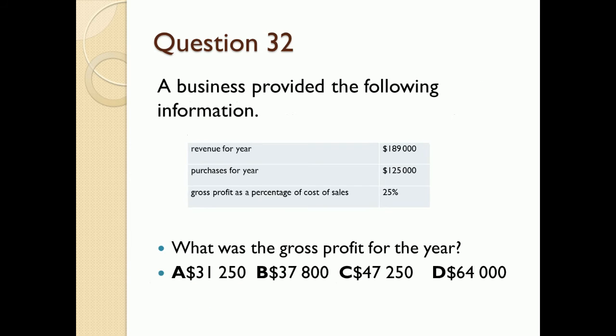Next question. A business provides the following information. Revenue for the year is given to you, purchases for the year are given to you, and gross profit as a percentage of cost of sales, meaning gross profit markup, is given to you. Markup is based on cost of sales. So this question is based on your ratio chapter, ratio analysis. What was the gross profit for the year? So you have to calculate gross profit in dollars.